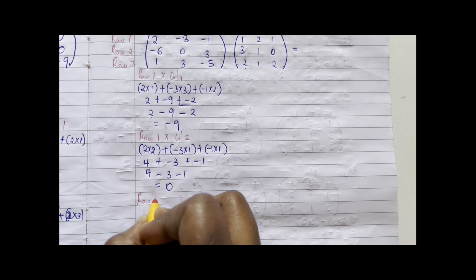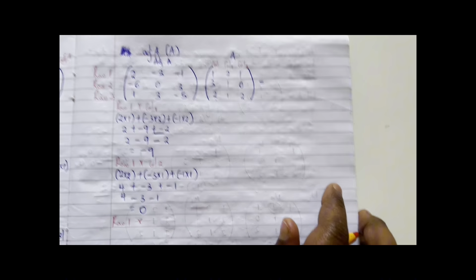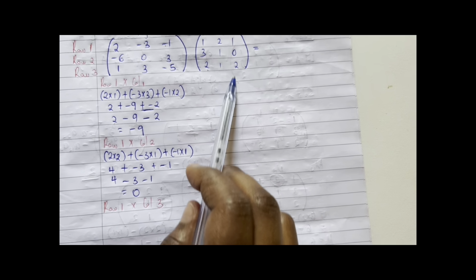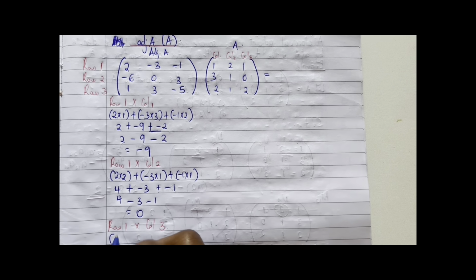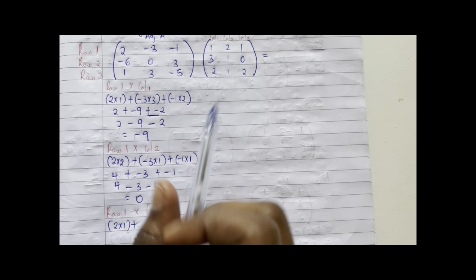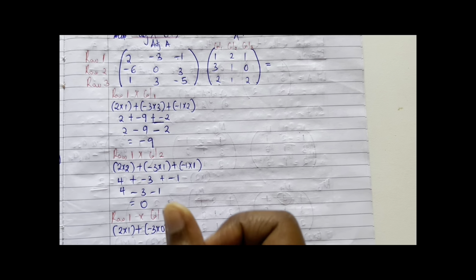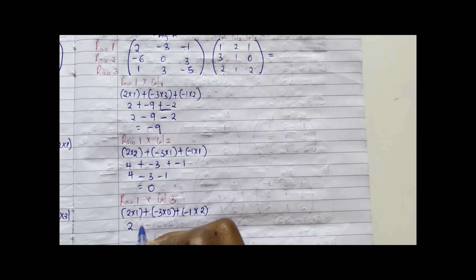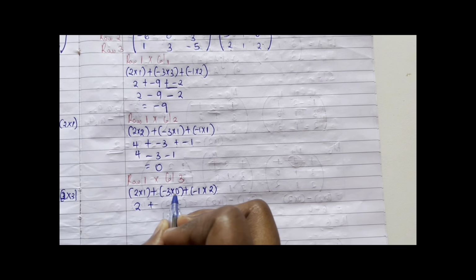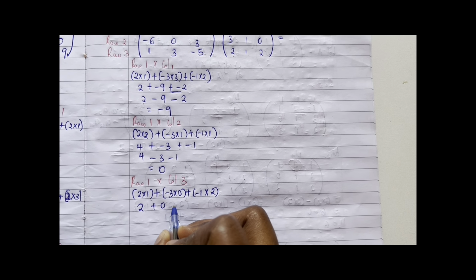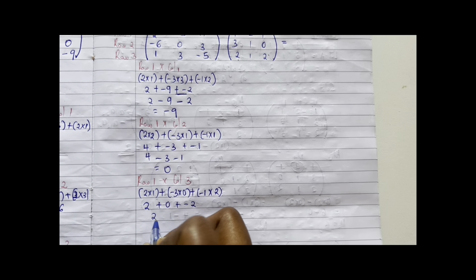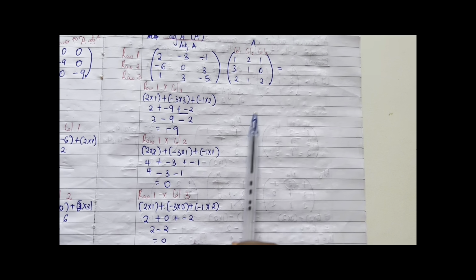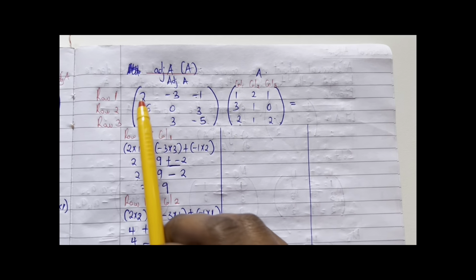Then we move to row 1 times column 3. So 2 times 1 plus negative 3 times 0 plus negative 1 times 2. So we have 2 plus negative 3 times 0 is 0 plus negative 2. So that's 2 minus 2 is 0. So we have negative 9, 0 and 0. Then we'll do row 2 and then row 3.